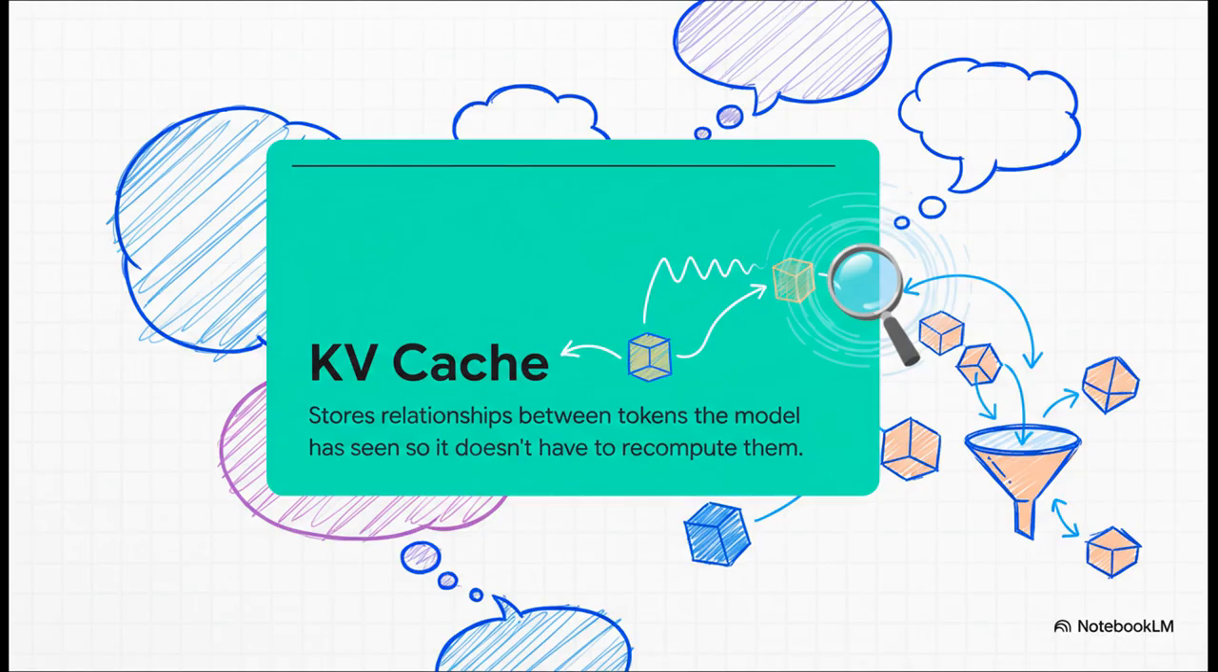Now, the biggest single bottleneck in all of this is managing something called the KV cache. The easiest way to think about it is as the model's short-term memory. As it's reading your prompt, it stores all these important mathematical relationships between the words, so it doesn't have to recalculate them from scratch for every single new word it generates.